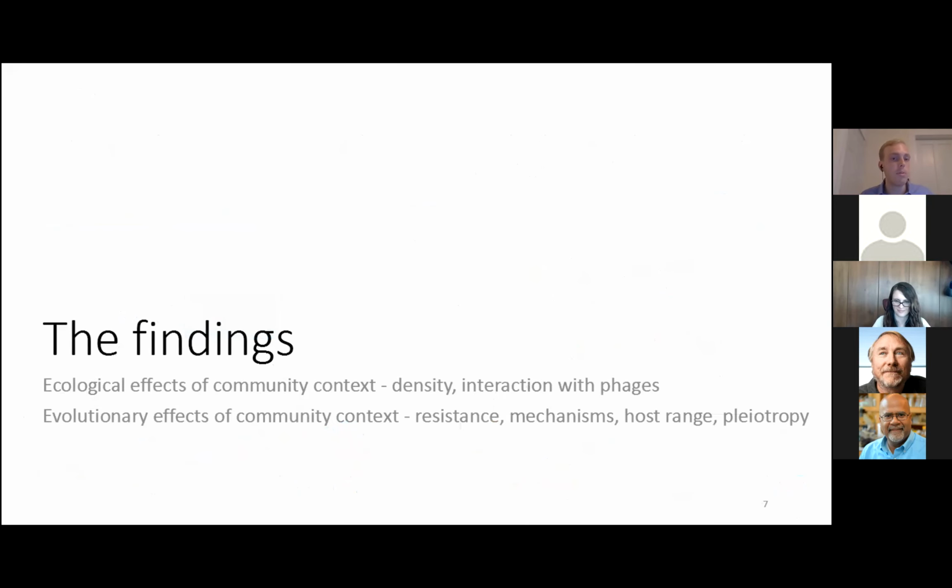For the papers that we reviewed and pulled together, we generally broke down the findings into the ecological effects of community context and then also the evolutionary effects of community context. I'll walk through some of the main patterns that we found with examples and also highlight some of the remaining unknowns.